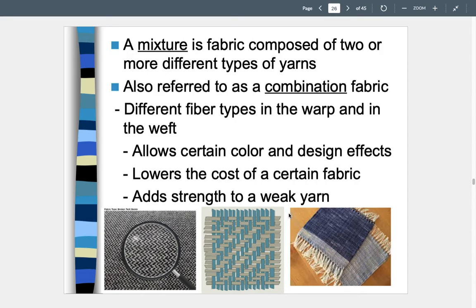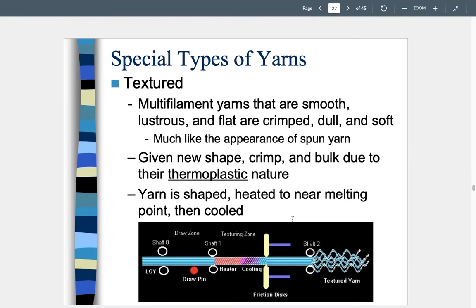I'll talk about cheats on remembering which is which, but again, if you were to pull the warp yarn from this piece right here and it's blue, that may be made out of cotton, or if I pull out this beige one here, which is my filling or my weft yarn, maybe that one's made out of 100% polyester. So this is called a mixture or a combination. Allows certain color and design effects, lowers the cost of certain fabrics, and adds strength to a weak yarn. So again, this is when you mix yarns in fabric.